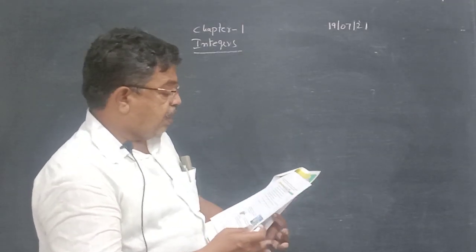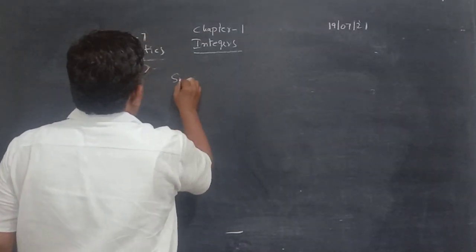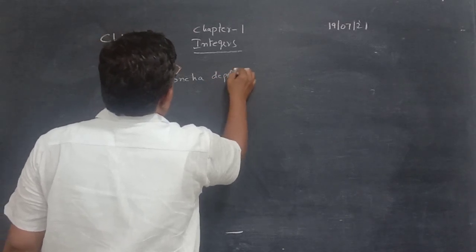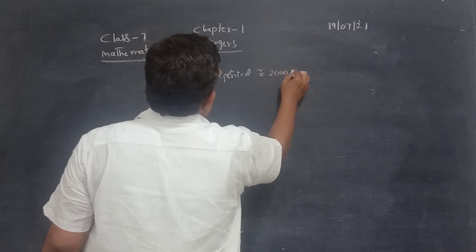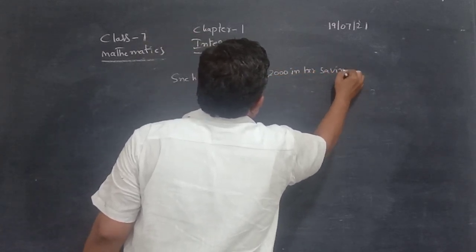Next, I will give you: Sneha deposited rupees 2000 in her savings account.